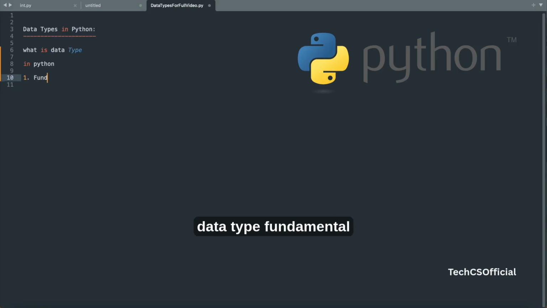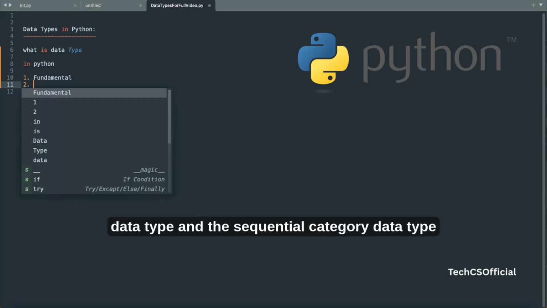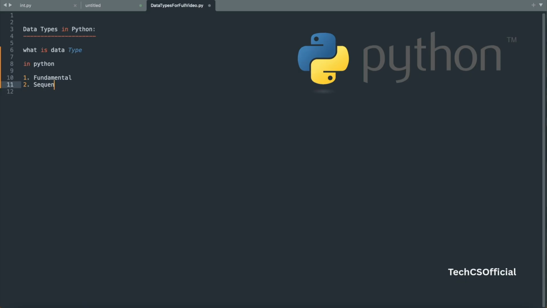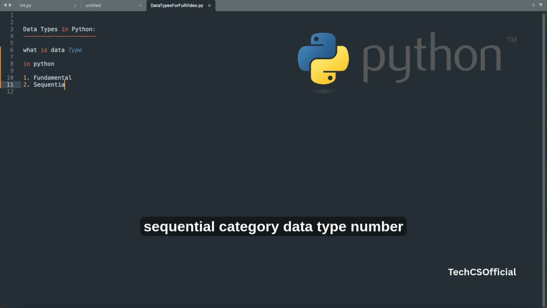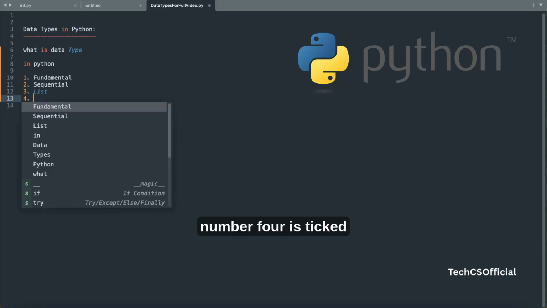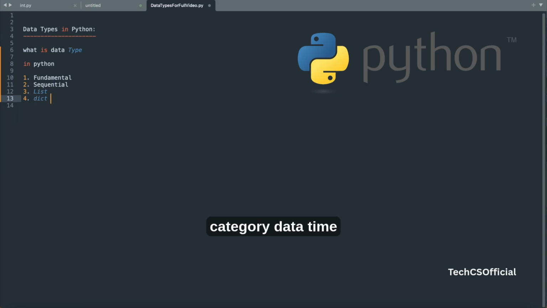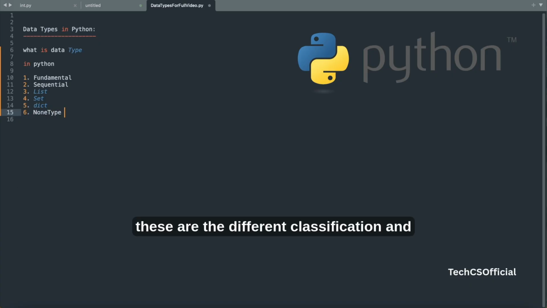That is, number 1 is the fundamental category data type, and number 2 is the sequential category data type. Number 3 is the list category data type. Number 4 is the set category data type. Number 5 is the dict category data type. Number 6 is none type. Okay, these are the different classifications, and each one has different data types.